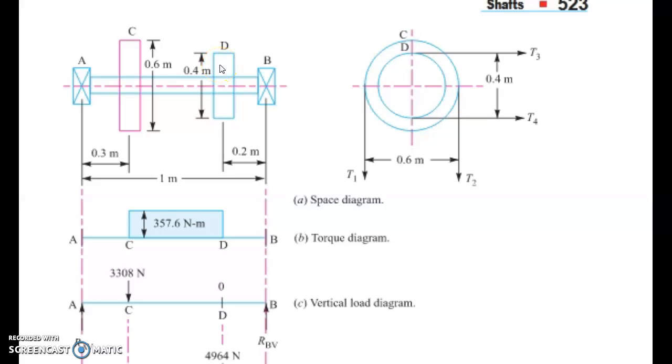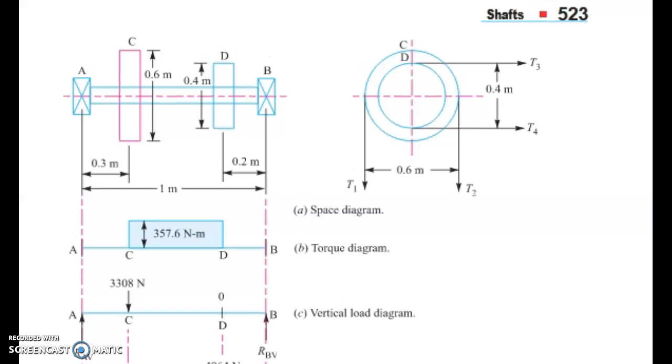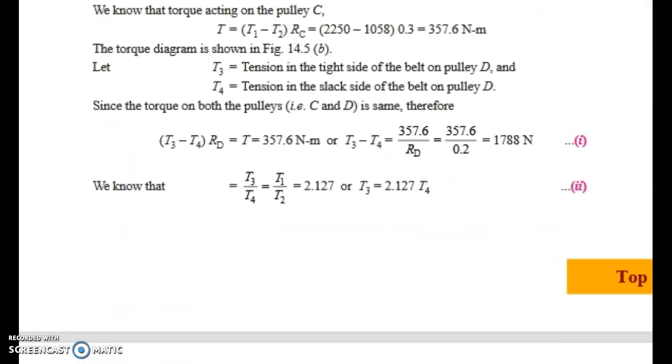Now, in this question they have already given that at the pulley C we have only vertical load and on the pulley D we have horizontal load. So carefully read the question and identify how we can draw this space diagram. From the question itself we have to draw this space diagram. Now we can go for the calculation.